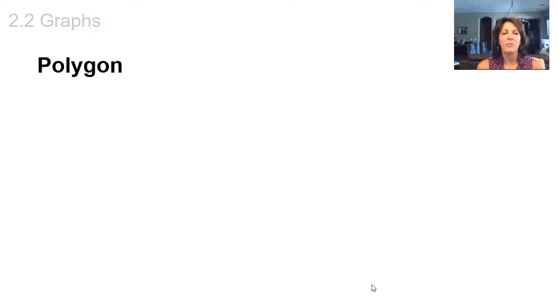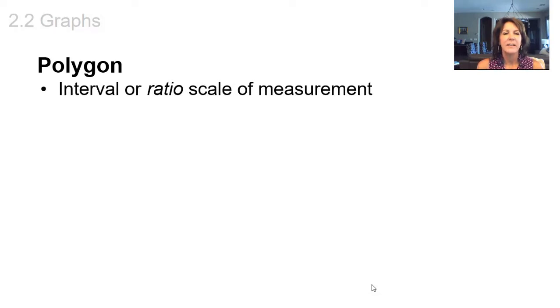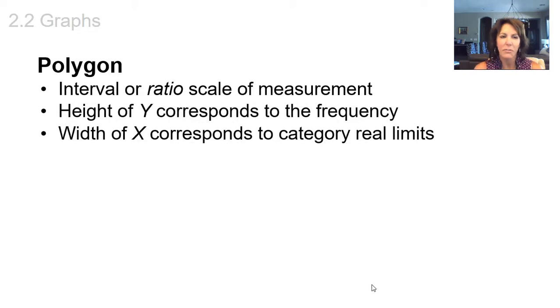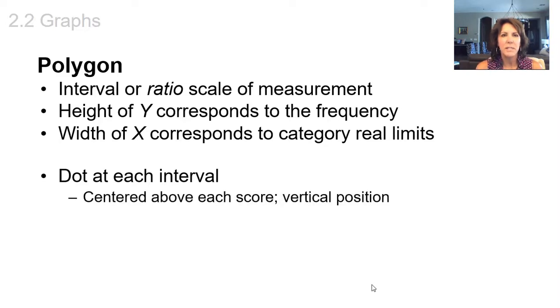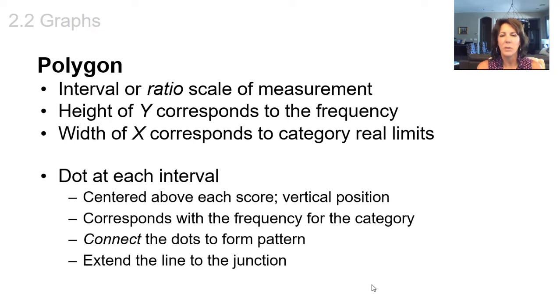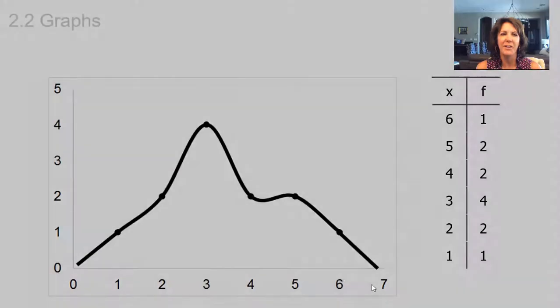So the next type of graph we're going to talk about is a polygon. Again, we're going to use interval or ratio scales of measurement. The height of y corresponds to the frequency, as with all of them, and the width of x corresponds again to the category real limits. Instead of a bar, though, we're going to have a dot at each interval, and that dot is going to be centered above each score in a vertical position. It's going to correspond with the frequency for this category, and we're going to connect the dots to form a pattern, and we're going to extend the line to the junction. That's a lot of information, but let's take a look and see what a polygon looks like.